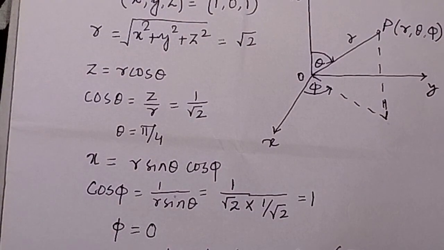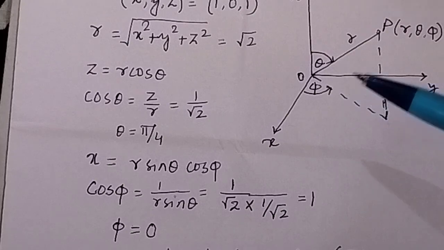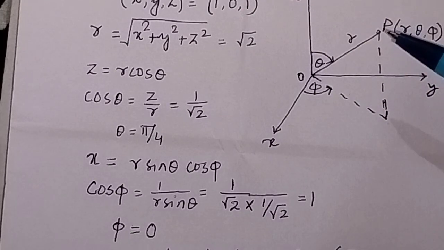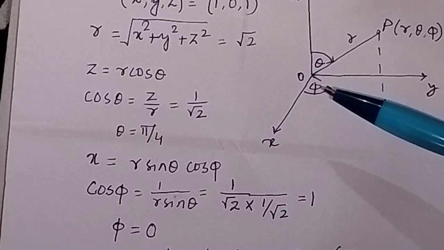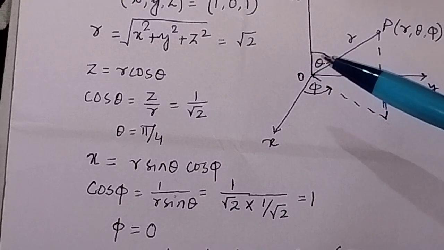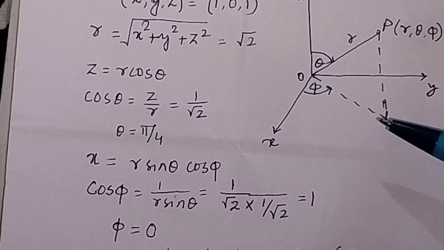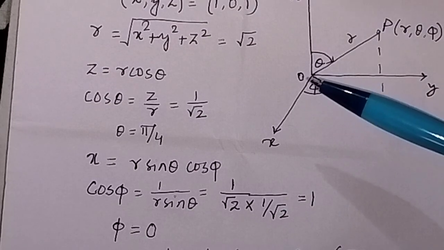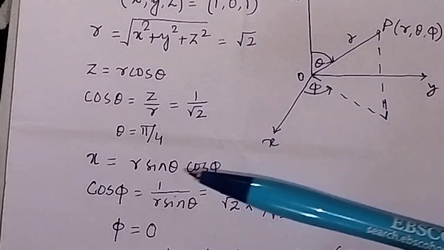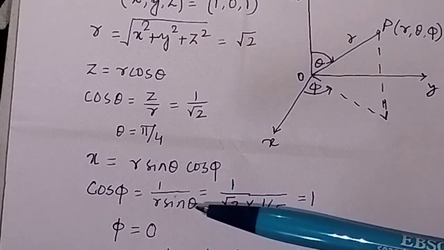Now we will find out the azimuthal angle, that is the angle in this xy plane, this angle phi. Suppose you draw a perpendicular. If you draw a perpendicular here, then this component will be equal to r sin theta, because I have explained in the previous video, if this angle is equal to theta, then this component will be equal to r sin theta. And if you draw a perpendicular here, then this x coordinate component will be equal to r sin theta cos phi. So x will be equal to r sin theta cos phi. So cos phi will be equal to 1 divided by r sin theta.